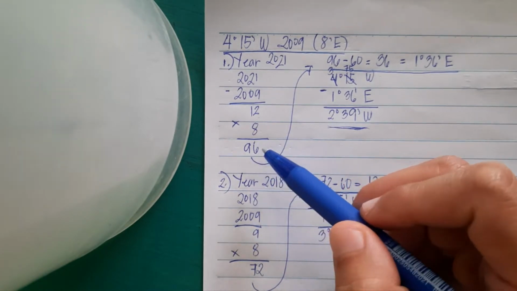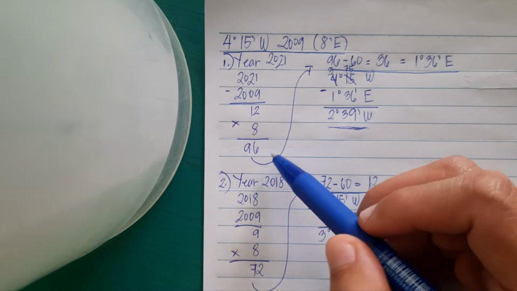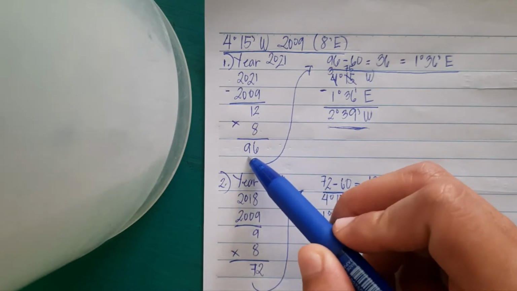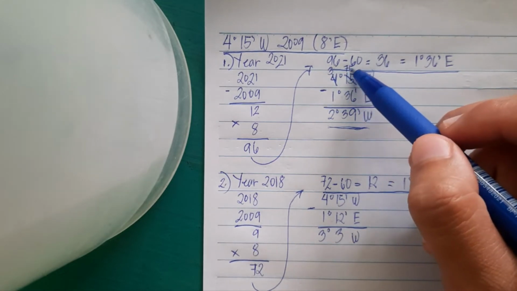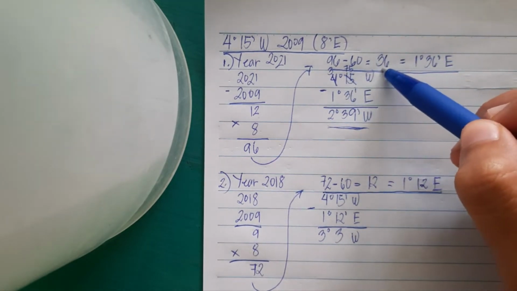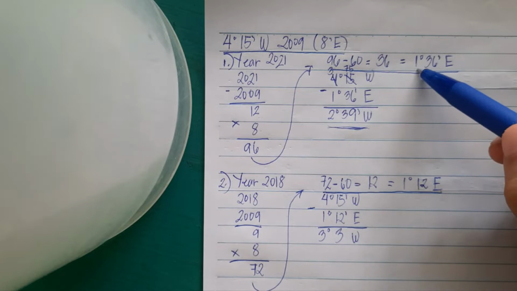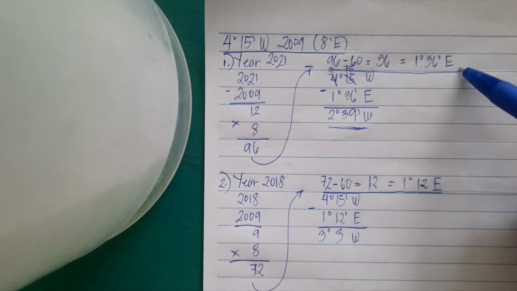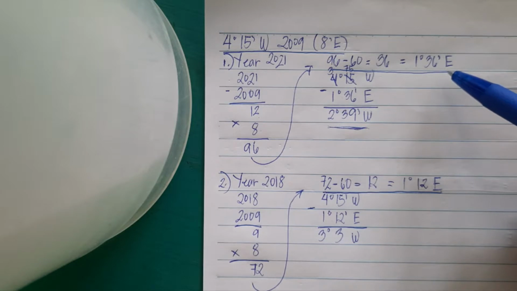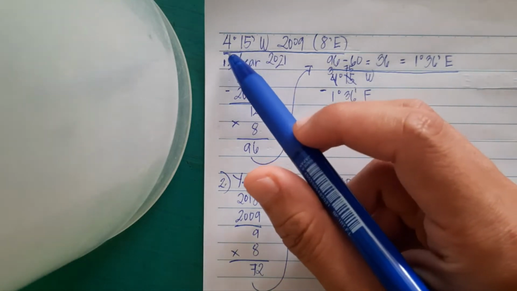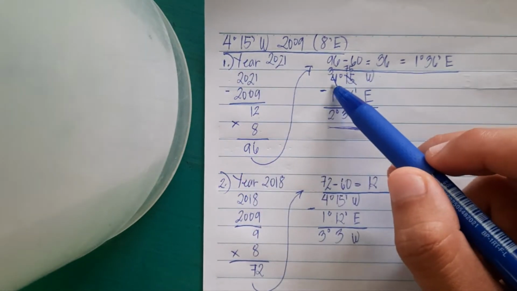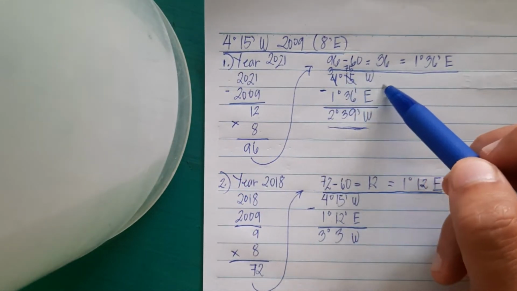1 degree is equivalent to 60 minutes, so we will convert this to degree. 96 minus 60, that's 36. And that's equal to 1 degree and 36 minutes east. This is the annual. Since the annual is decreasing, we will going to multiply it by this one. 4 degrees and 15 minutes west.